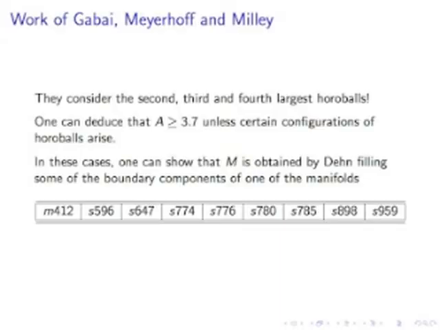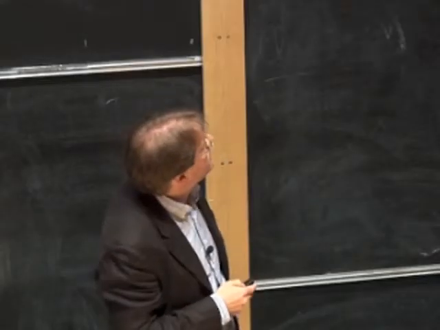Okay, so then Gabai, Meyerhoff, and Milley took this technology and they really hit it hard by looking at the second, third, and fourth largest horribles. So you have E2, E3, and E4. They examined that parameter space. And as I said, they deduced that the area was at least 3.7 unless certain configurations of horribles arise. And in those cases, you deduce that actually the manifold is obtained from this family of exceptions. So that's how their theorem worked.